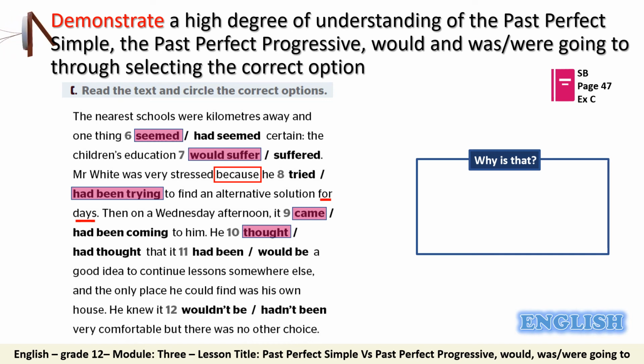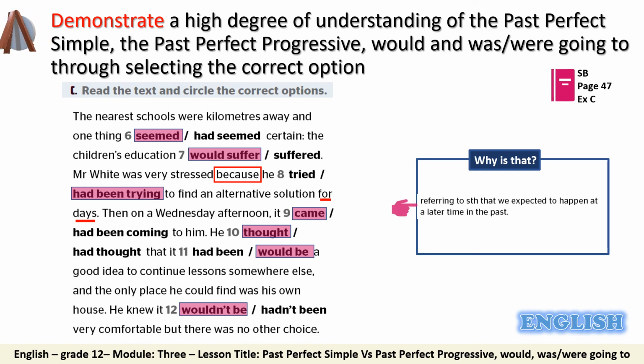Next, number 11, what is the best answer? Well done, we should select would be. Do you know why? Exactly, because it referred to something that we expected to happen at a later time in the past. As for number 12, the correct answer is, very good, wouldn't be. And do you know why? Very good. Again, because the verb referred to what we expected to happen at a later time in the past.